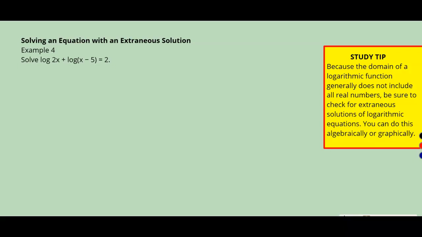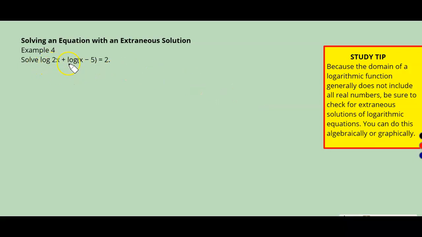Example 4, solving an equation with an extraneous solution. So remember, in previous lessons, an extraneous solution is a solution that is derived from the original equation when you solve it, but when you plug it in to check it, it doesn't work. So that means when you solve these, make sure you check them to see if you have real solutions or if you have an extraneous solution. Remember, an extraneous solution is a solution that you have to kick out because it doesn't work when you check it. All right, so solve log of 2x plus log of x minus 5 equals 2.